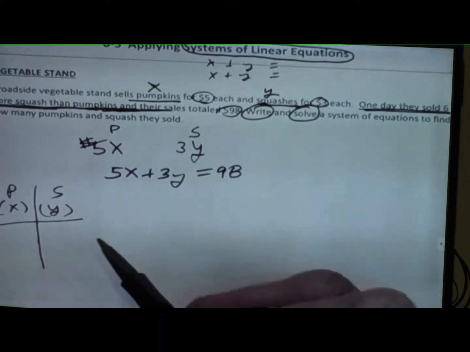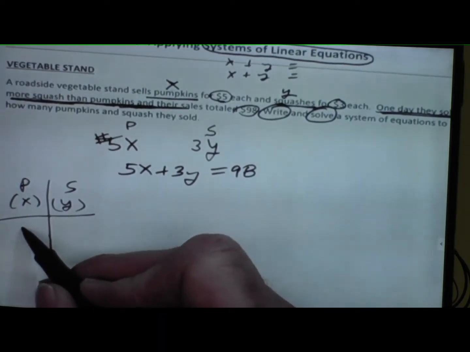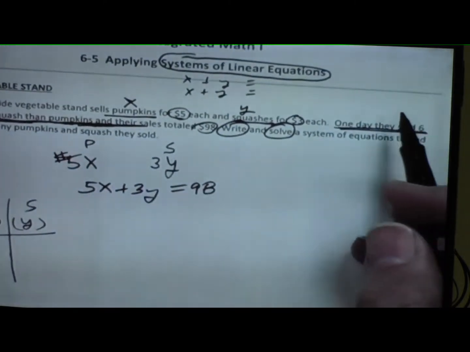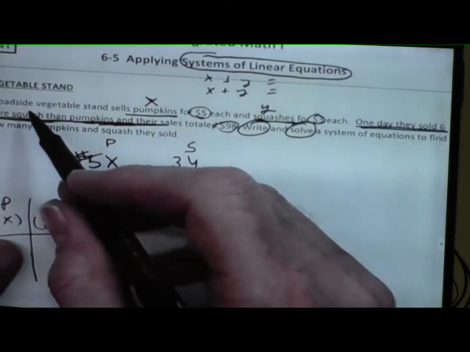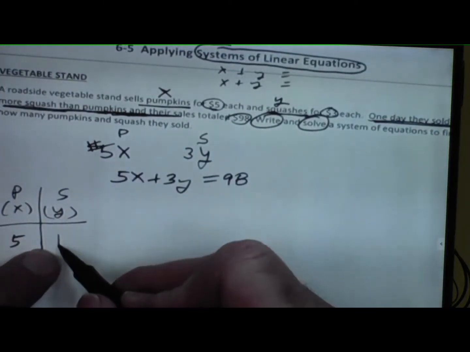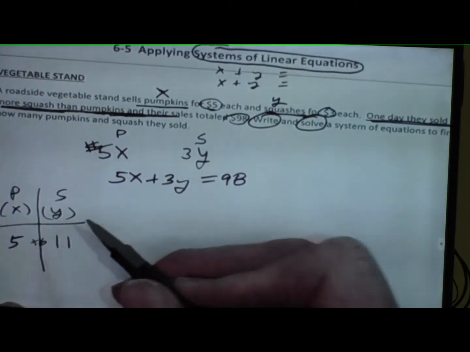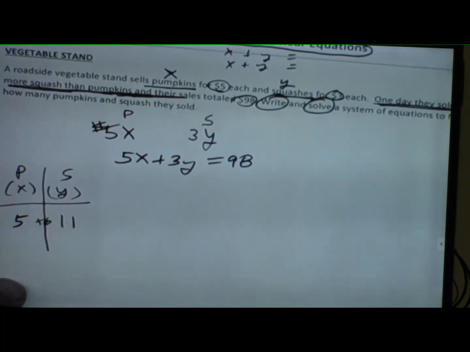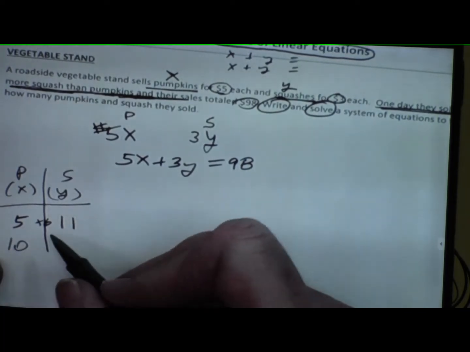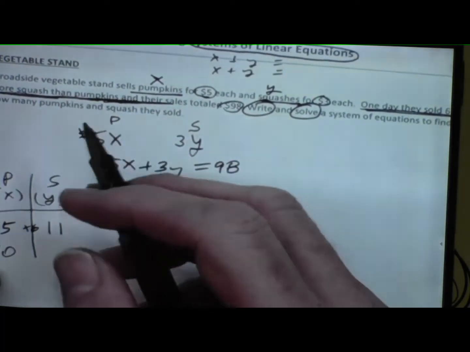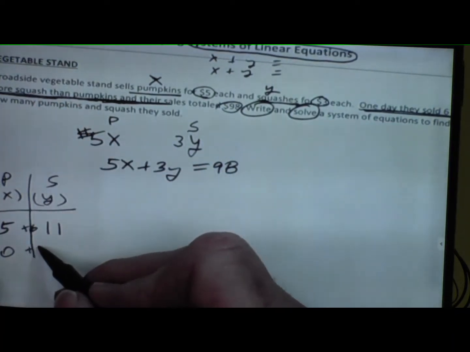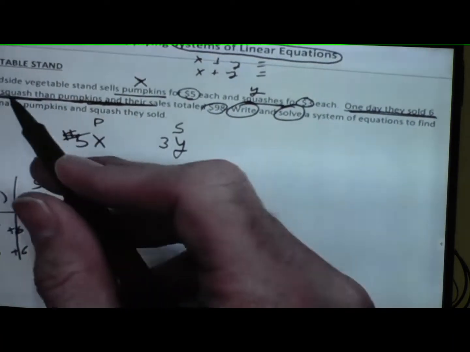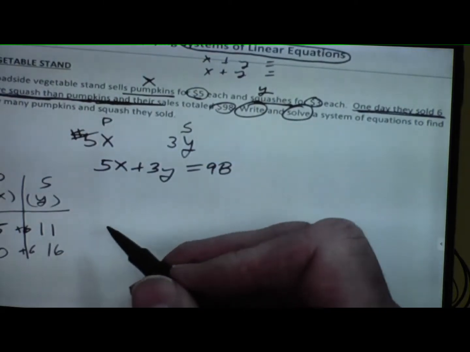So I'm going to say then, let's say it was 5 pumpkins. So 6 more squash than pumpkins. So if it's 5 pumpkins and there's 6 more squash than that, that means this would have to be 11, because I'd have to be adding 6 to it. Okay? If I had 10 pumpkins, if it sold 10 pumpkins, that would be plus 6 more, because it's 6 more squash than pumpkins, this would be 16.